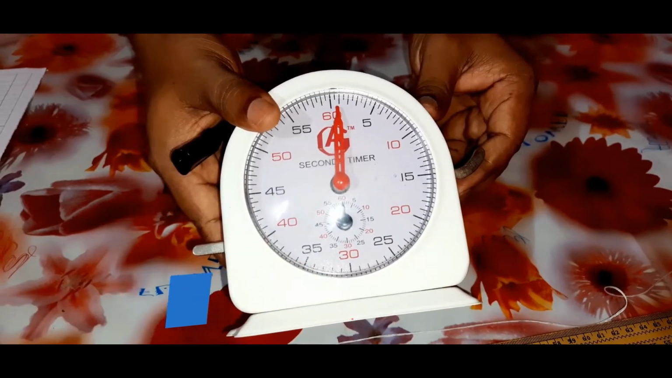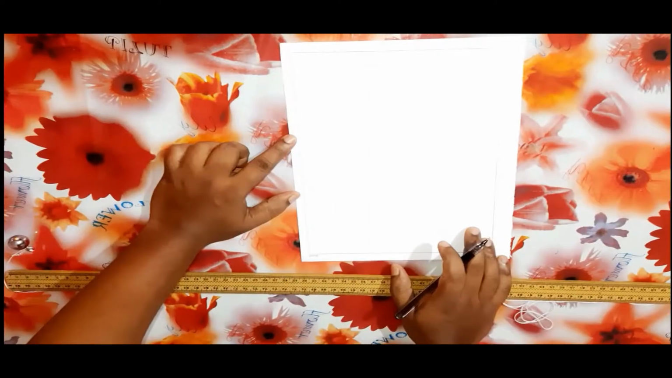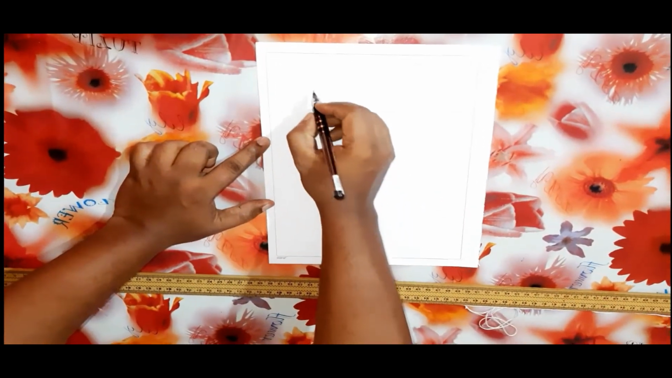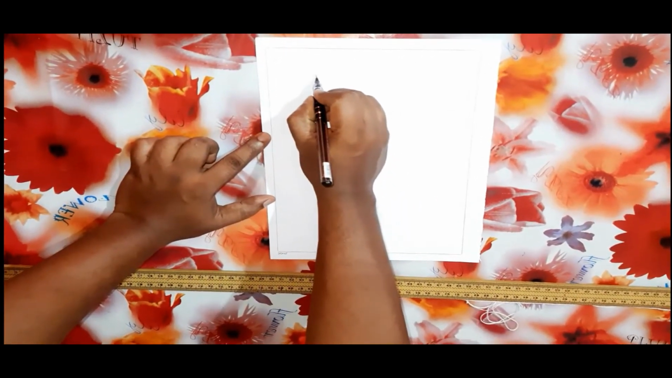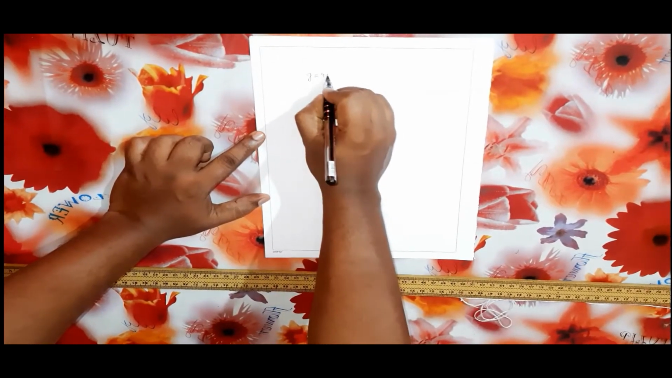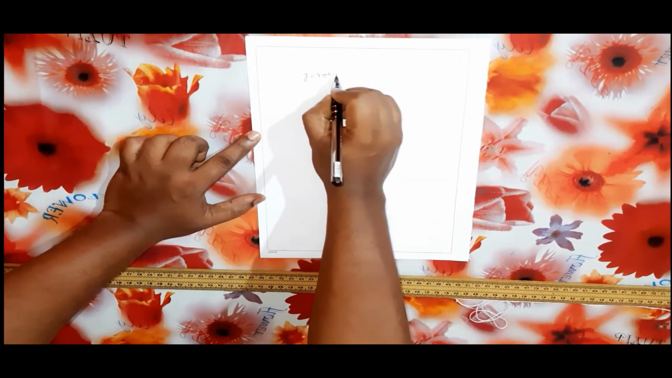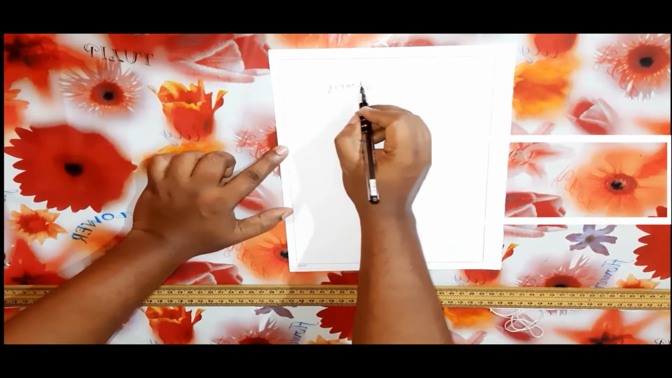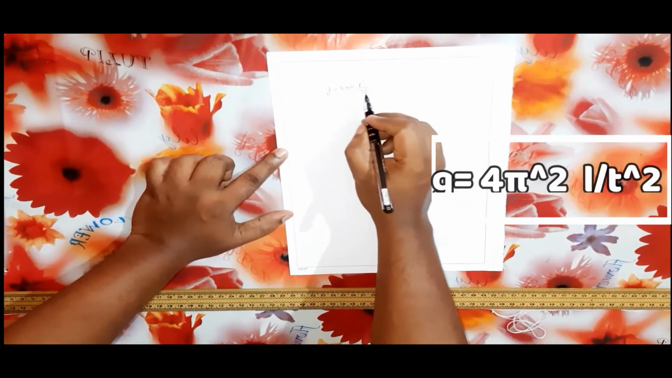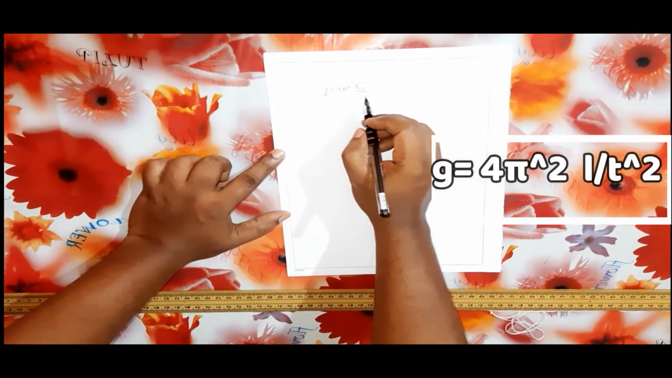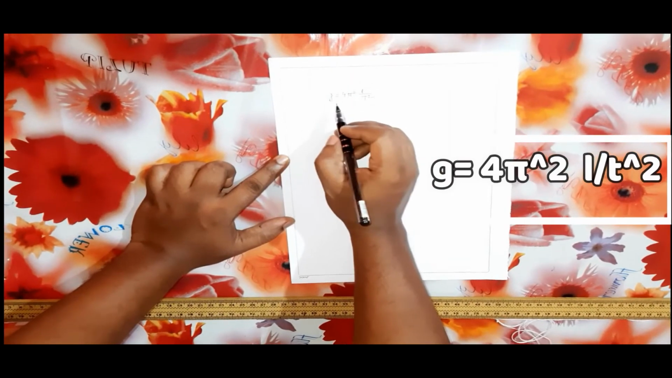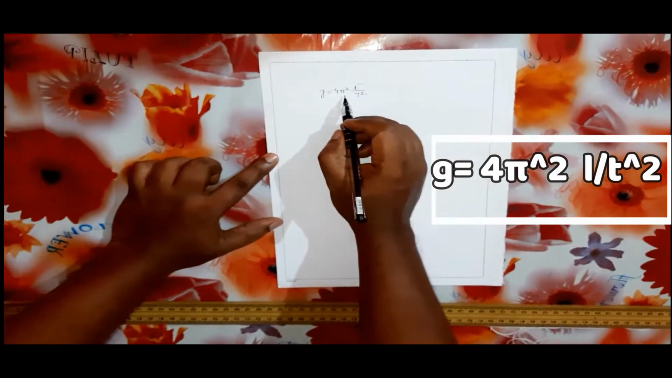So now we'll start the experiment. Before starting, we should know the formula. g is equal to 4 pi square L by T square, where L is the effective length, T is the time period, the time taken for one oscillation, g is the acceleration due to gravity, and the value of pi you know is 3.14.